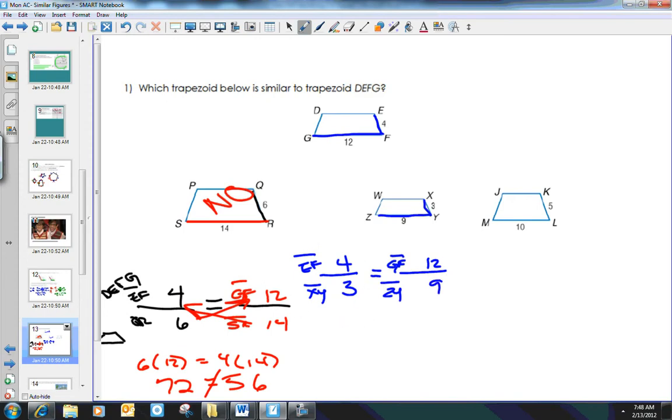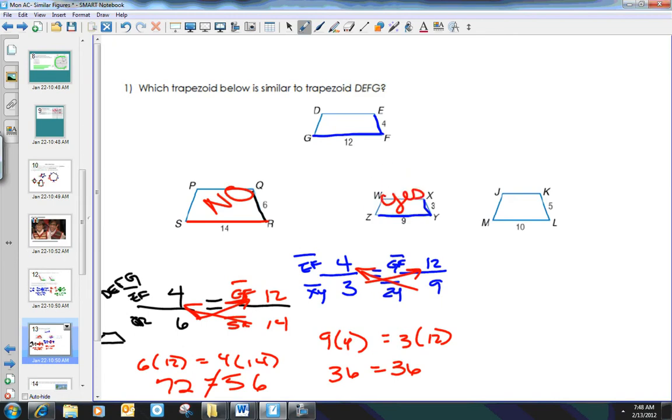Does 9 times 4 equal 3 times 12? Let's see. 9 times 4 is 36. 3 times 12 is 36. Looks like we might have a winner here, so this one is similar.